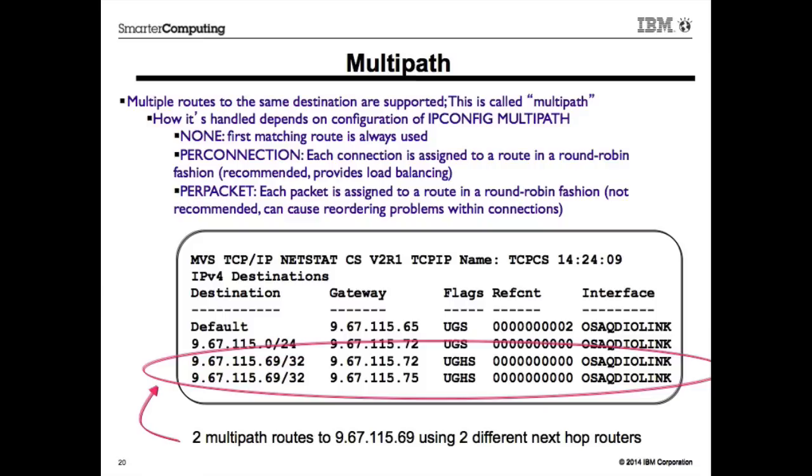And then there's per packet. And per packet seems like it would be most efficient, but it's really not, and we don't recommend it, because the problem with per packet is if you're sending multiple packets for the same connection over different interfaces, they're likely to get out of order and cause reordering problems, and reordering at the destination is going to cut back your efficiency.